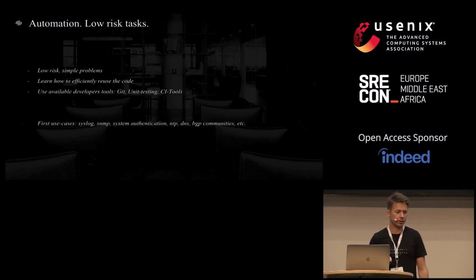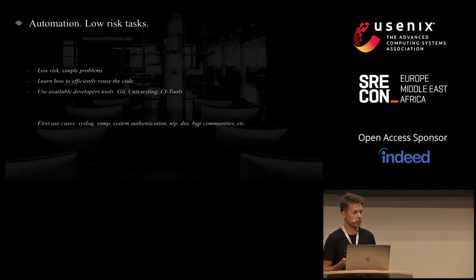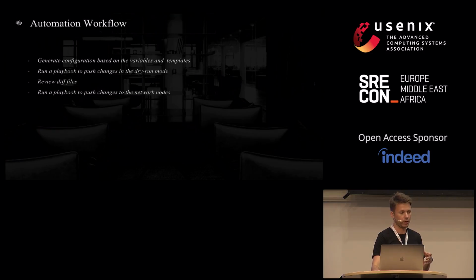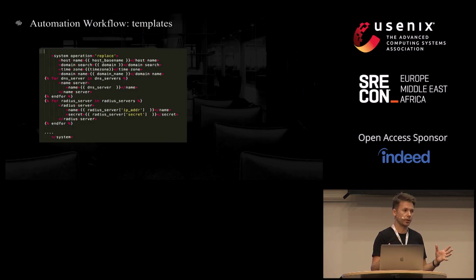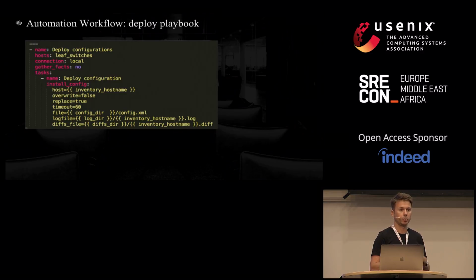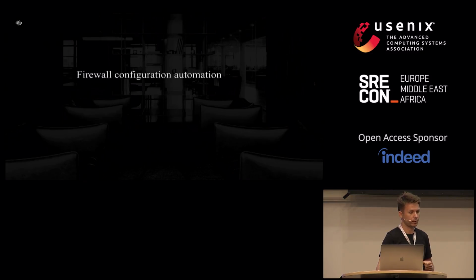We automated things like syslog, SNMP, authentication, DNS, BGP community. All these things had a similar configuration template on all devices, so it was pretty easy to automate. So we developed a workflow that basically consisted of building the template for the configuration part that's being automated in Jinja2, then running the actual playbook to build the configuration on the network management server, then running the deploy script to push the config in diff mode, and then if the diff looked fine, we would push it to the switch or router, or the set of switches or routers.